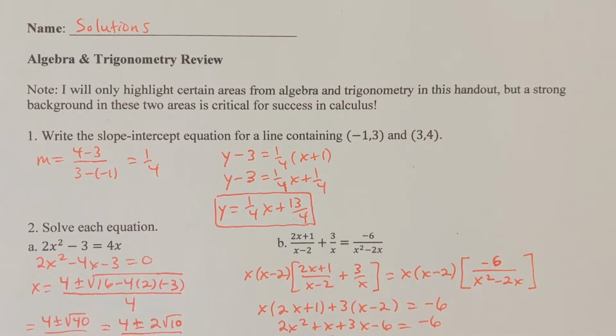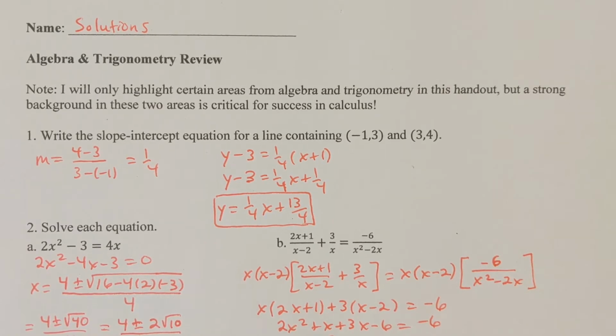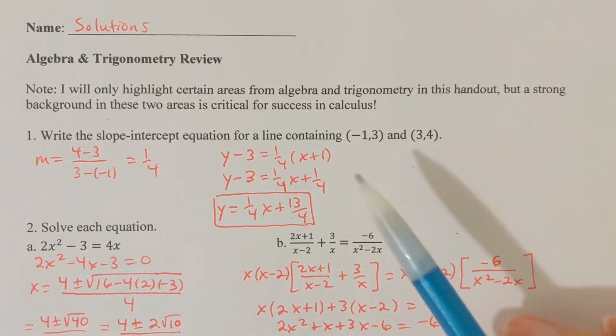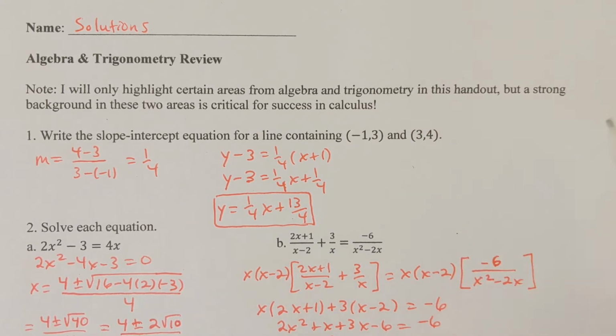Okay, I'm going to begin chapter 1. In the book, chapter 1 is really just kind of a review of the algebra and trig chapter. I also wanted to have us cover Appendix D, which is at the back of the book, which is some more essential trig review stuff. Now, of course, algebra and trig are two huge areas in math, and so I'm only going to highlight certain areas from these two fields in this handout. It is critical that you are strong in these two areas, though, okay?